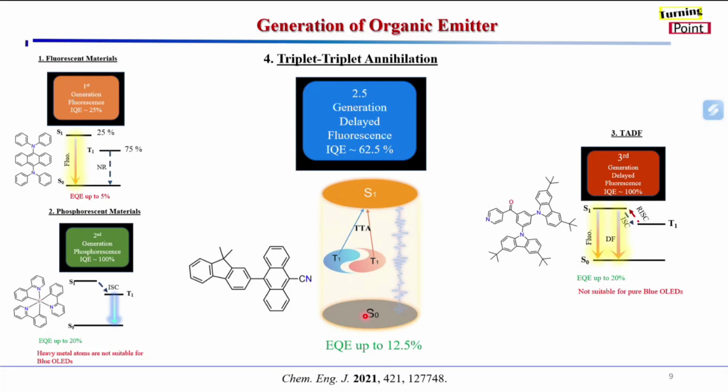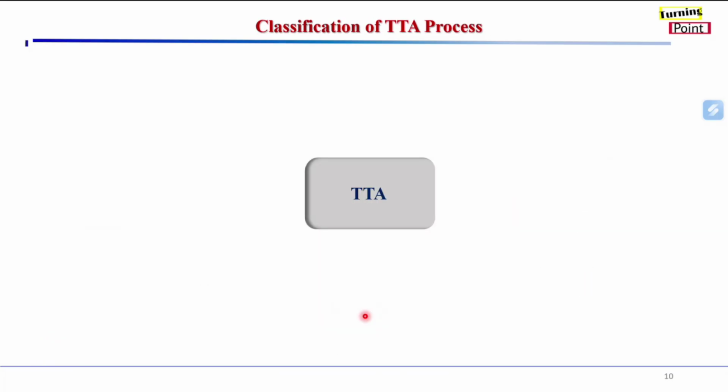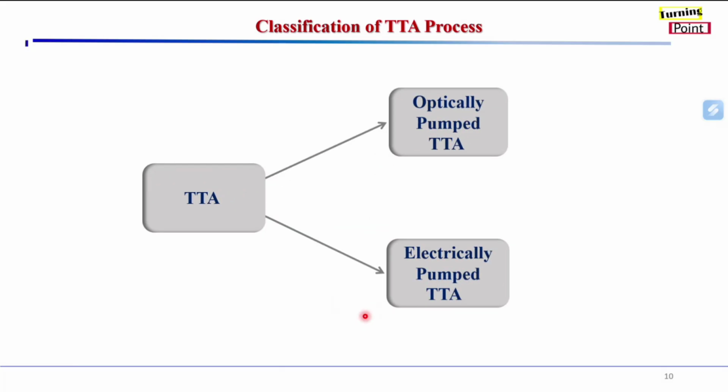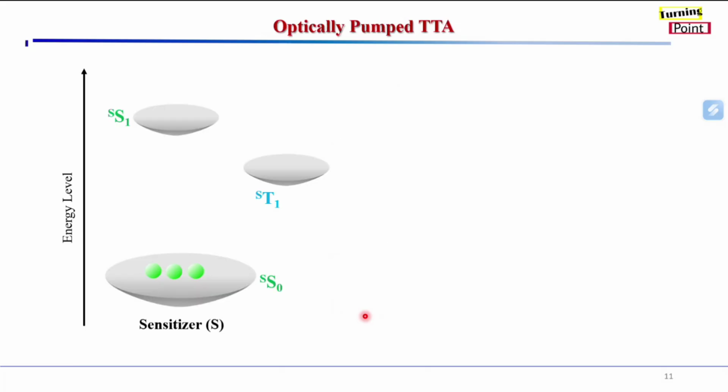So how do these processes actually work? To understand this process, we need to understand its mechanism. According to the mechanistic part, triplet annihilation is classified into two categories. One is the optically pumped TTA process, another one is the electrically pumped TTA process. In the case of the optically pumped TTA process, at first the sensitizer or donor molecule absorbs the photon and is excited to the singlet excited state.